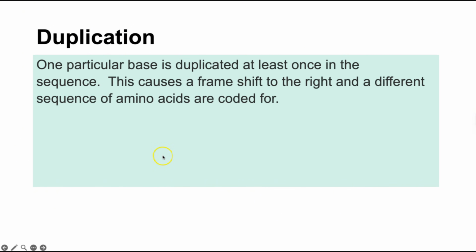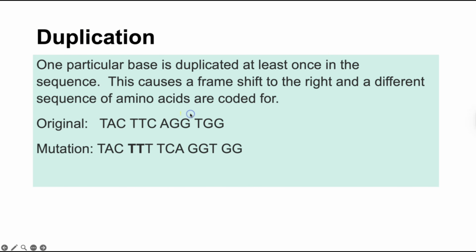Duplication is when one particular base is duplicated at least once. And because that means we're adding in bases, it's going to cause a frame shift to the right downstream of that mutation. So you end up with a different sequence of amino acids. So here's an example here. We've got the base thymine added twice.